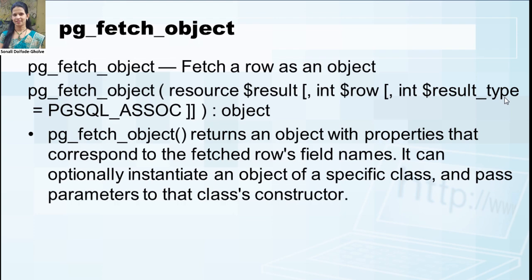pg_fetch_object returns an object. What will it return? It will return an object with properties that correspond to the fetched row field names. It can optionally instantiate an object of a specific class and pass parameters to that class constructor. Here we are using pg_fetch_object. It returns an object with properties corresponding to the fetched row field names. It can optionally create an object of a specific class and pass parameters to that class constructor. We are using this optionally.